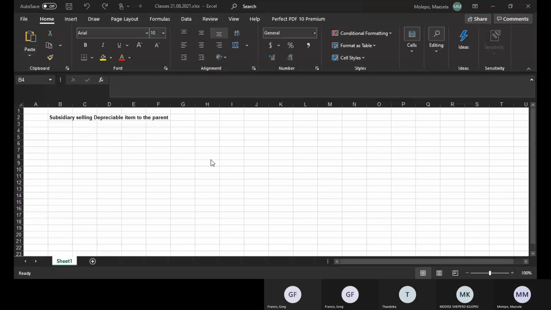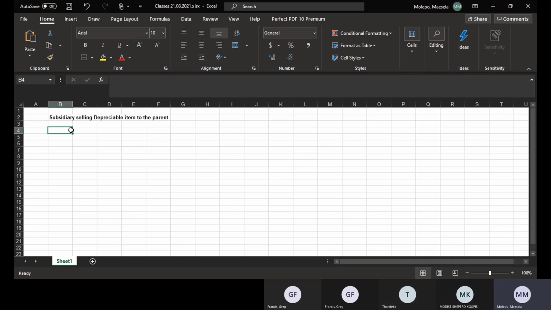So normally, when the subsidiary is selling to the, okay, hold on. Let me share my thing. I forgot to share. Let me share my Excel and tell me when you see it. Are you seeing my Excel? The subsidiary selling depreciable item to parent. Yes, we said. Okay, now let's continue.